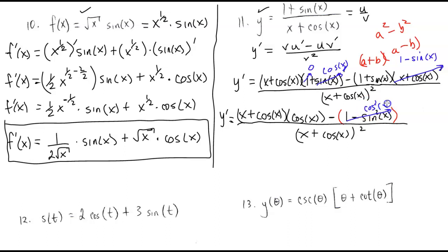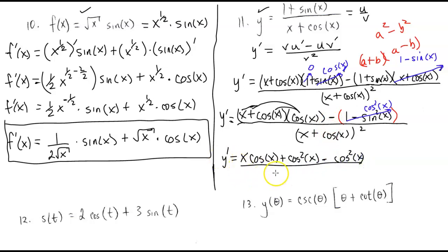Okay. And we want to remember that because when we finish working on the numerator here, we're going to have some terms in the numerator that cancel out. So if I go ahead and distribute my cosine to both terms, I'm going to have x times cosine x plus cosine squared x. And then here minus the same cosine squared x.